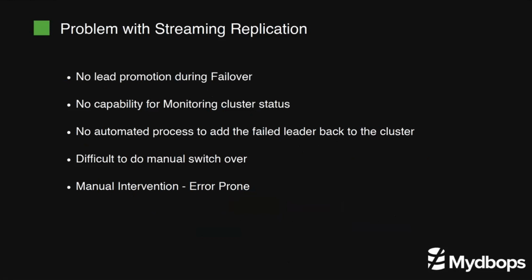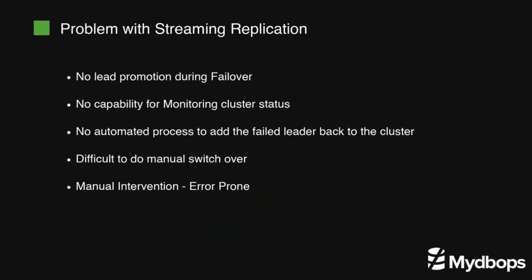No leader promotion during failover. There is no communication between the cluster. If your primary goes down, there is no chance of failover on the server, and no capability of monitoring the cluster status. Each server isn't aware of the status of the other servers, and there is no automated process to add the failed leader back to the cluster. If your primary goes down and comes back after some time, you need to manually add it. There is no automated way to add it back as a replica.